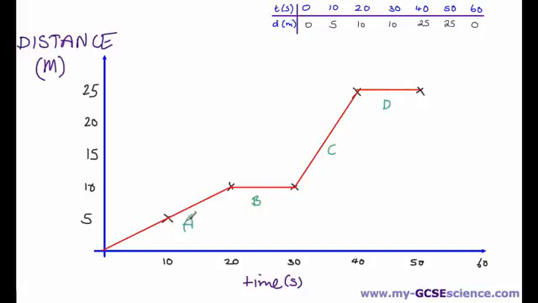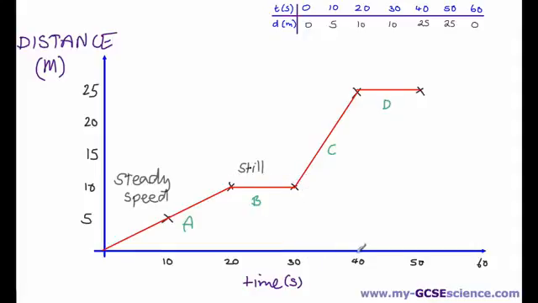So if we look at what's going on at A, well, we can see that the distance is gradually increasing as the time increases, and what we say here is that he is travelling at a steady speed. Okay, so he's travelling at a steady speed during point A, and then at point B, a flat region on a distance time graph means that he is still, he's not moving, because as time goes by the distance does not increase any further.